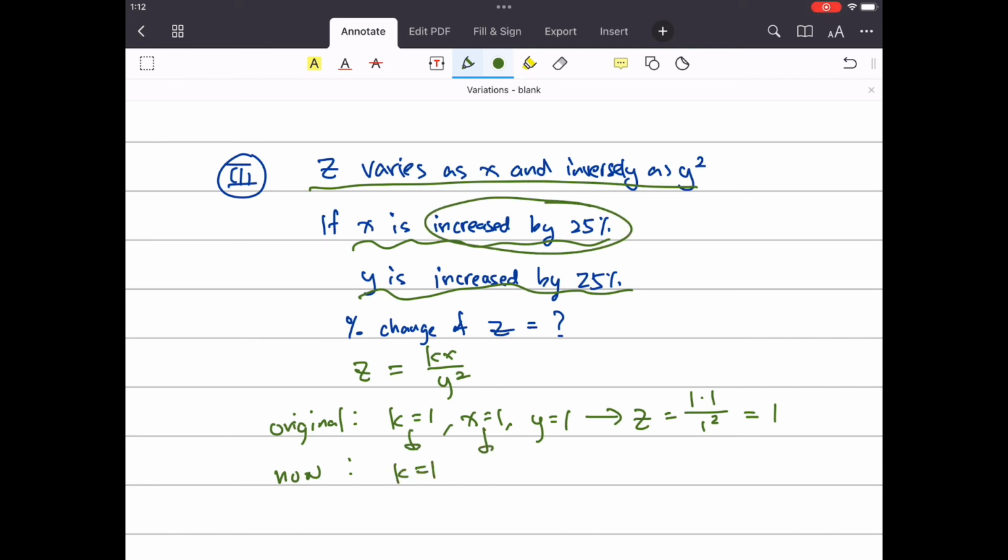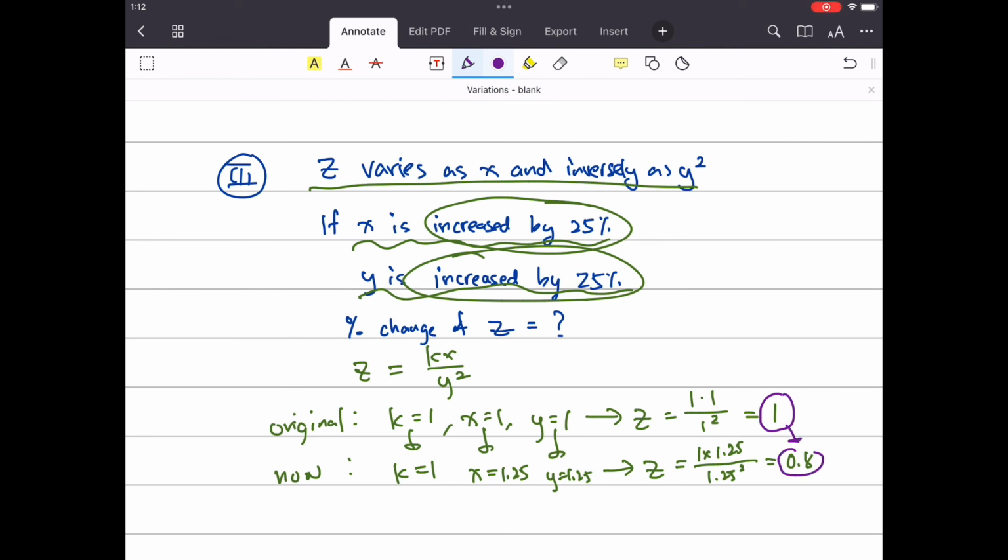And then x is increased by 25%, so x becomes 1.25. Similarly, y equals 1.25 as well. From the equation, z now equals to 1 times 1.25 divided by 1.25 squared, so it equals to 0.8. Since z originally equals to 1, now becomes 0.8, therefore it is decreased by 0.2. And then we want to find the percentage change, so we multiply it by 100%, so we have negative 20%, which means it is decreased by 20%. That's all for all the 3 common types of public exam questions.